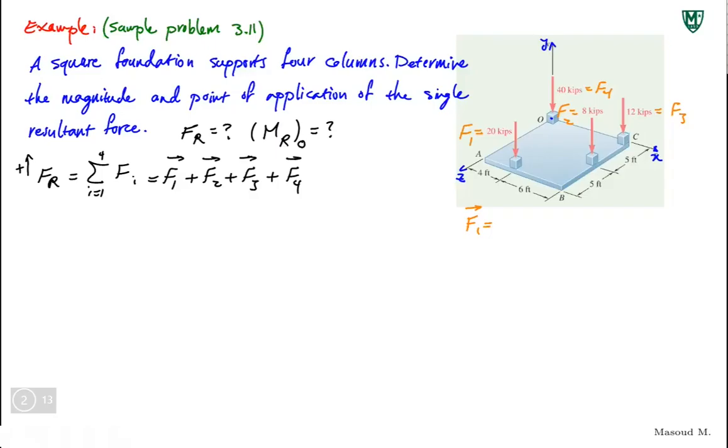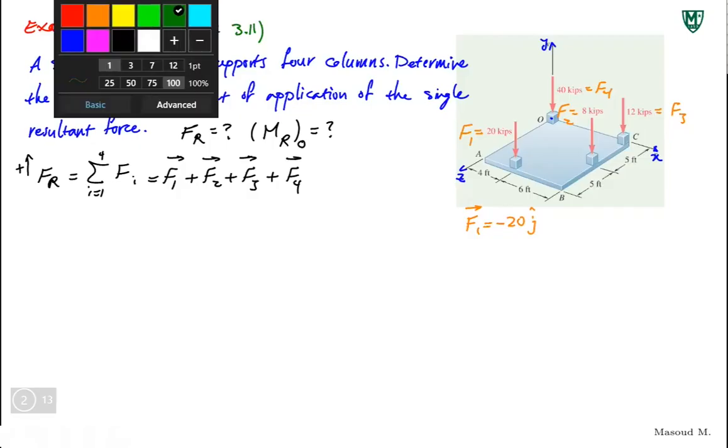F1 in terms of a vector in the x, y, z coordinate system is exactly 20, so minus 20j.